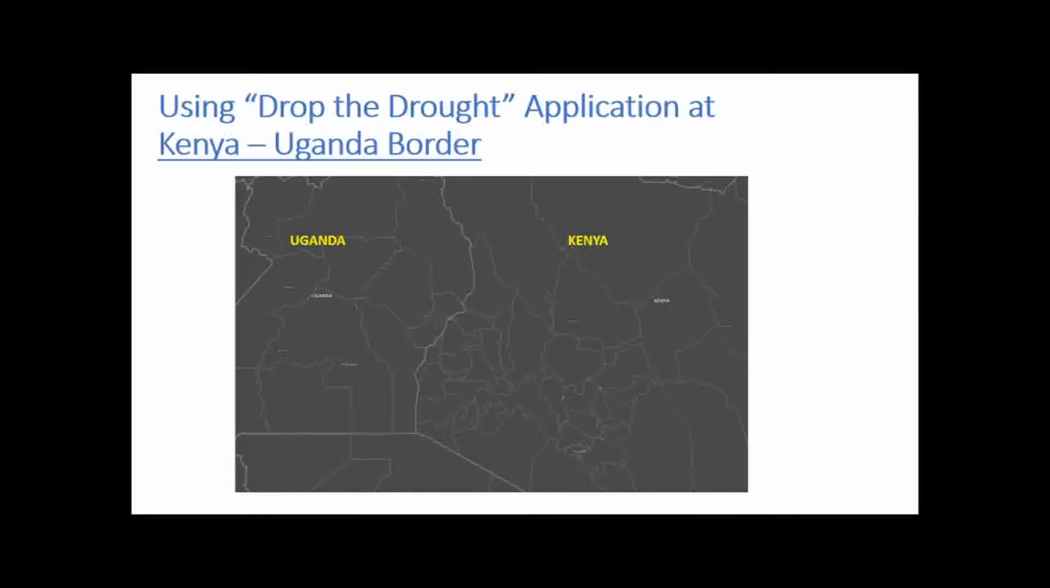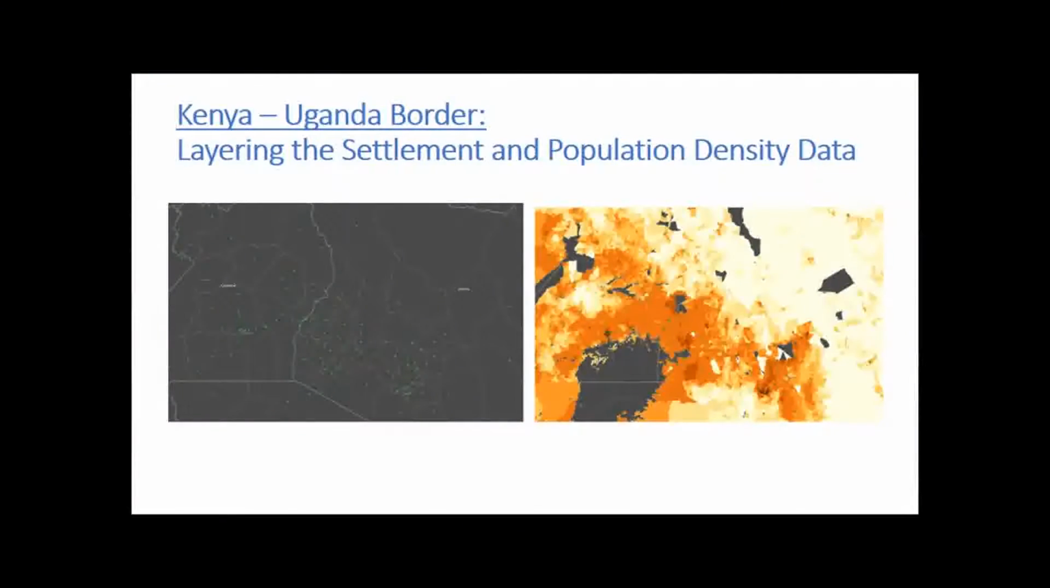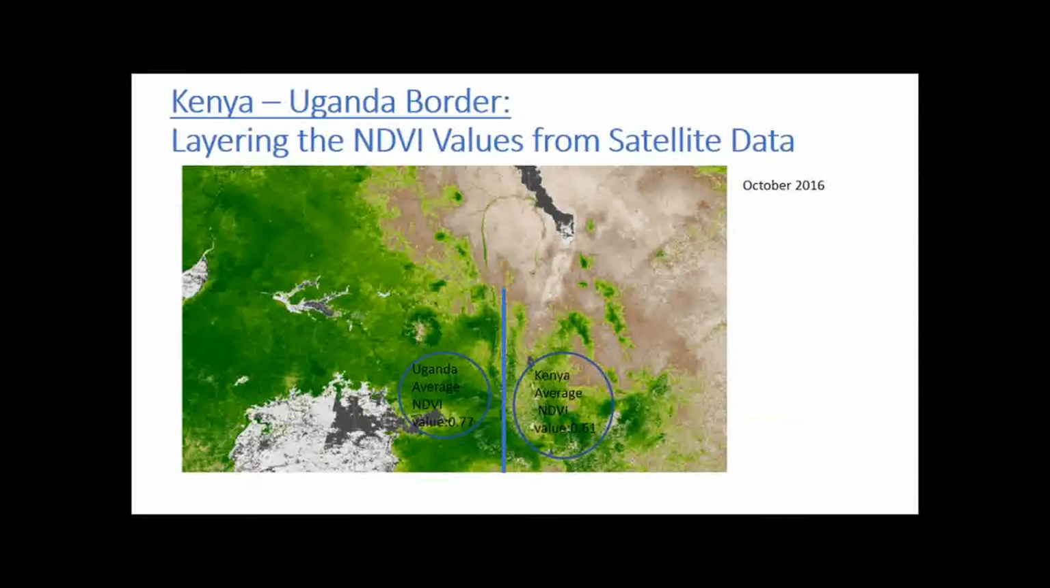This is Kenya before the drought, so when it's above 70% of the average. And this is Kenya when the drought happens. So we used our Drop the Drought application on Kenya and Uganda. So we got our base map data. And then we layered it with the settlements and the population density. And then we layered it with the NDVI values from the satellite data.